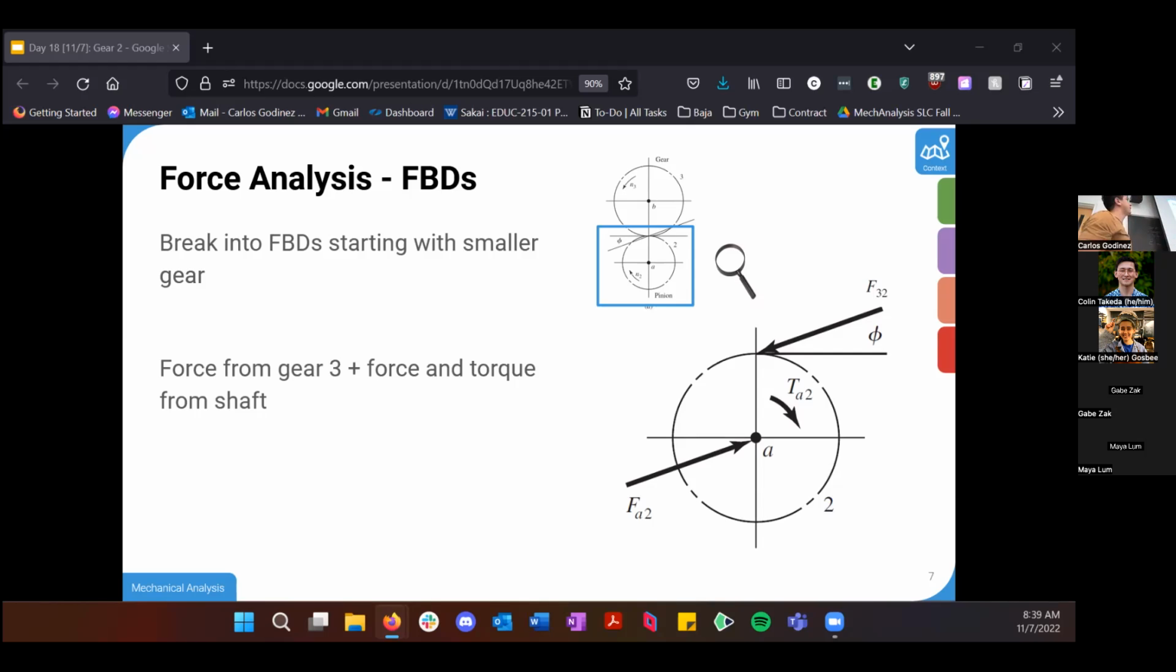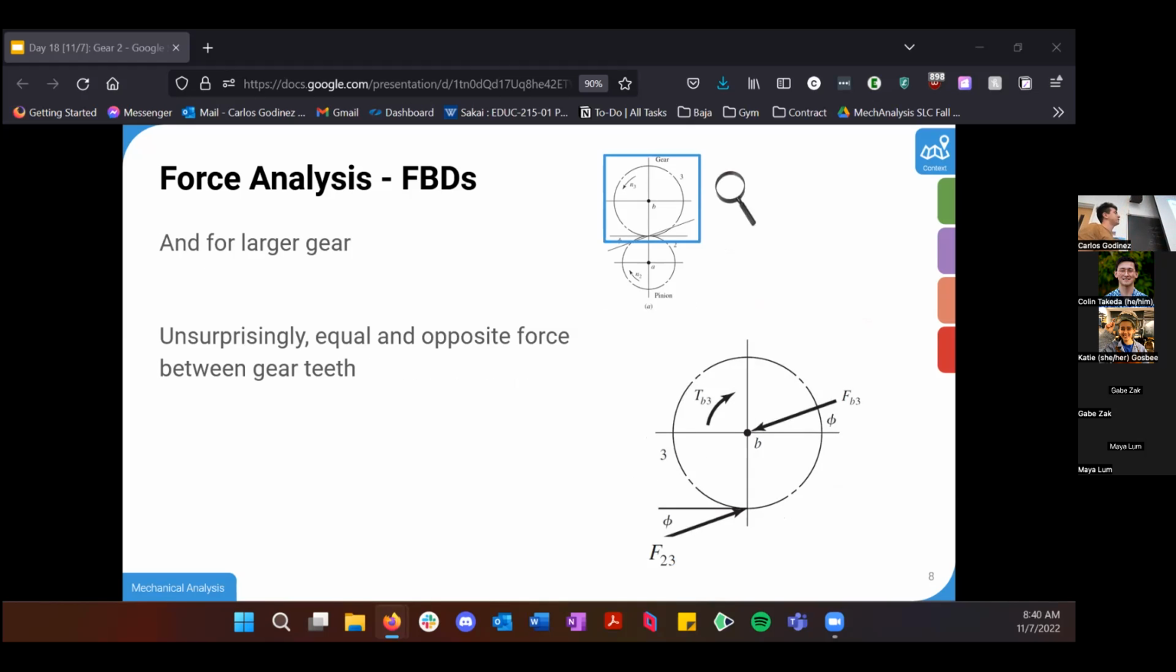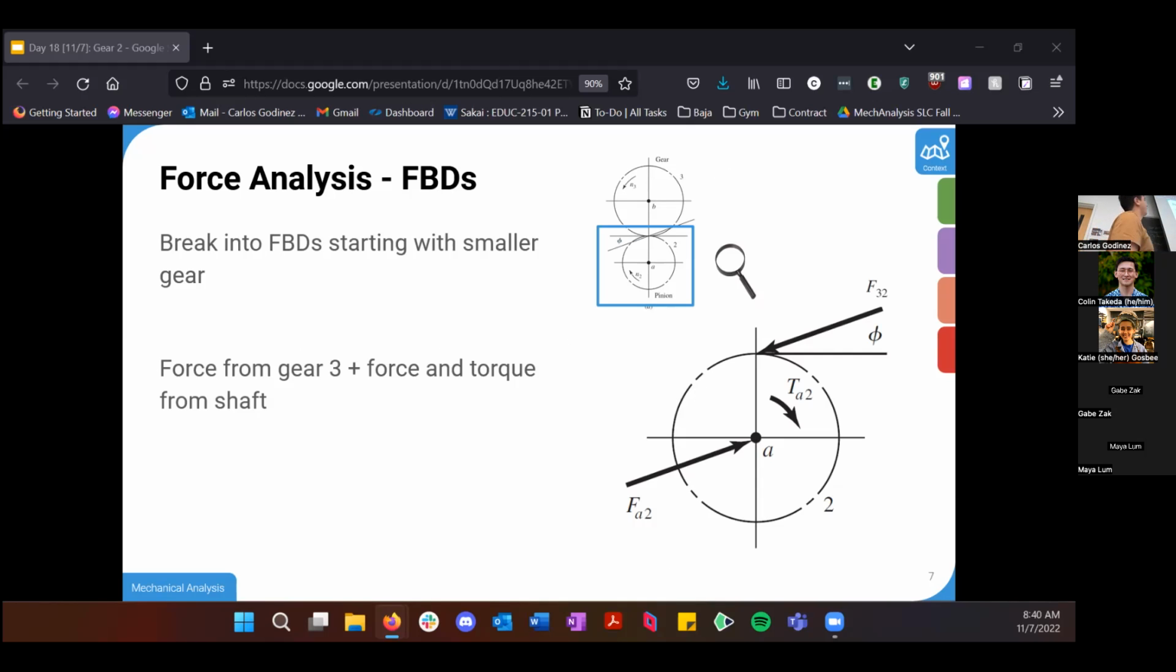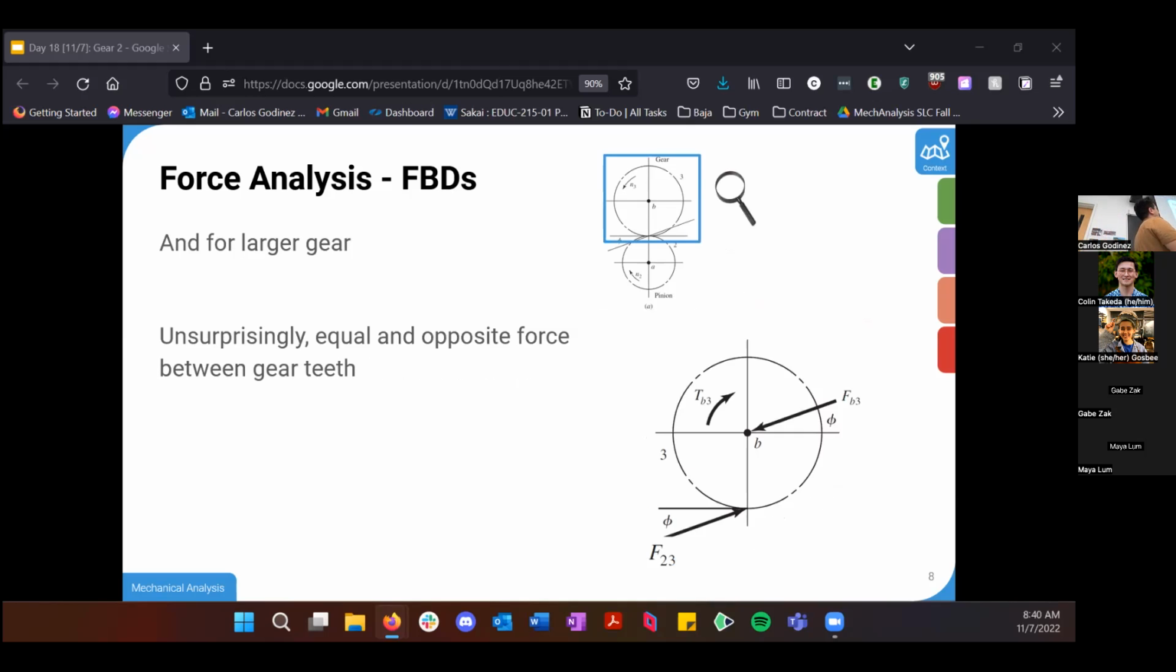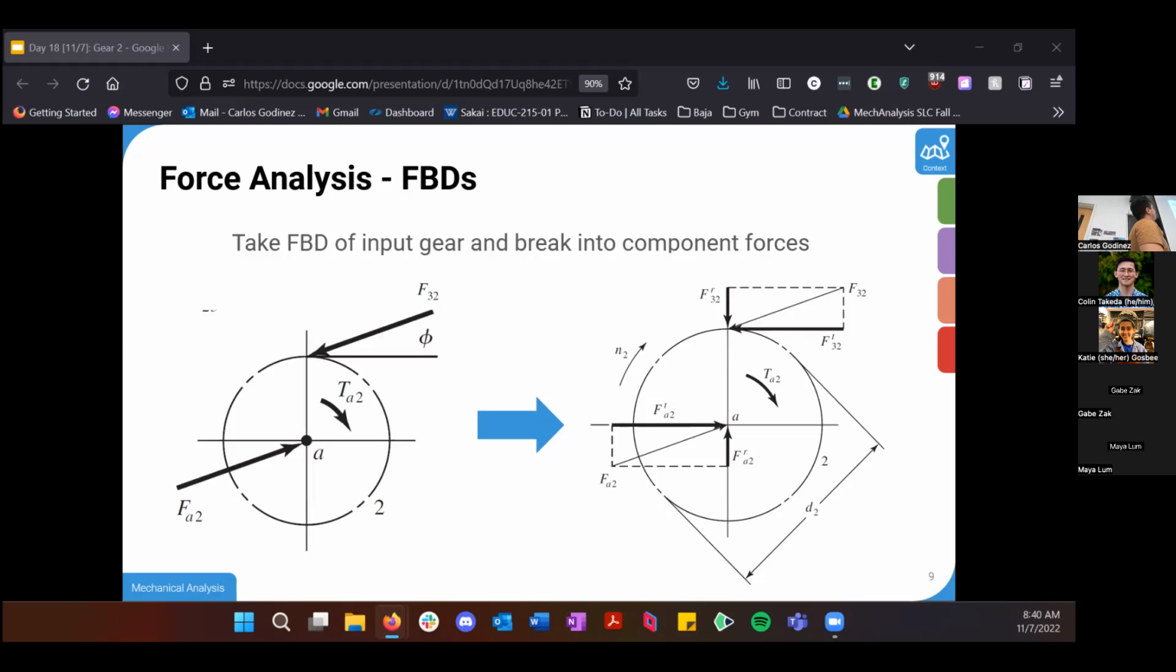For the larger gear, you should see a similar case, and hopefully unsurprisingly, the force of the actual gear tooth should be equal and opposite to your original one. So for our first gear, our force is acting on the bottom left, pointing to the bottom left. Our second gear is pointing to the top right, equal and opposite. It is useful to then take those forces and break them into their component forces.